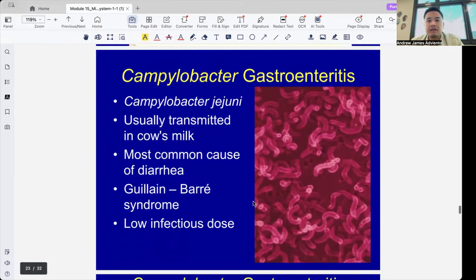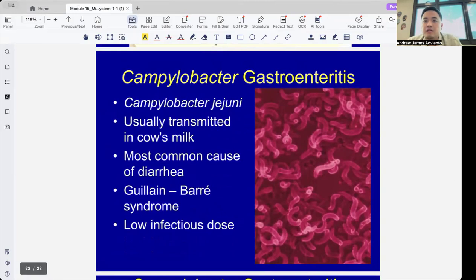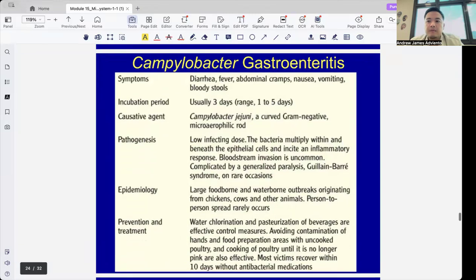Okay, let's go now to the next one, the Campylobacter gastroenteritis. So this is one of the most common causes of diarrhea. It is often transmitted through contaminated milk or poultry and requires only a small number of bacteria to cause infections. So features of it include symptoms like diarrhea and fever. In rare cases, it can lead to complications like Guillain-Barré syndrome.